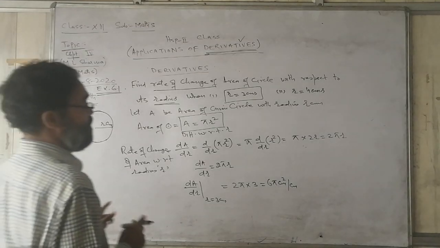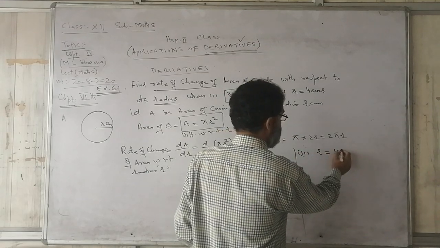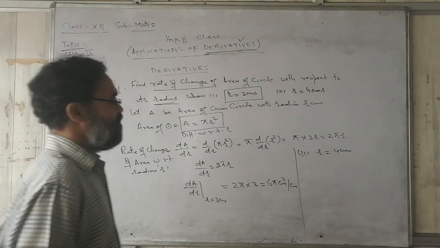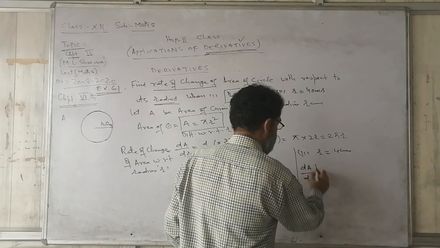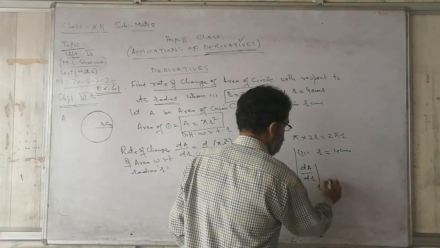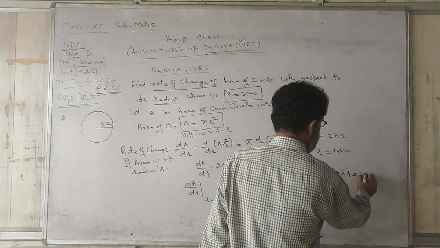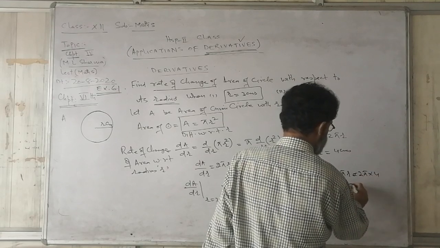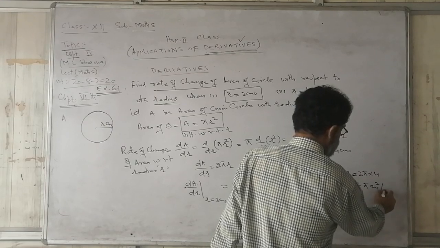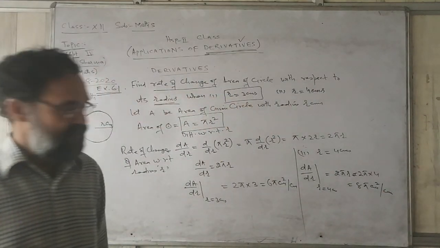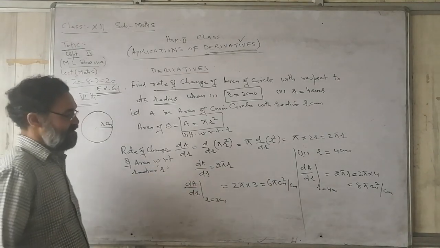square per centimeter. And in the second case, when r equal to 4 centimeter, the change in its area at r equal to 4 centimeter will be 2 pi r, that is 2 pi into r as 4. So this will be 8 pi centimeter square per centimeter. So these two parts are to be solved in this way.